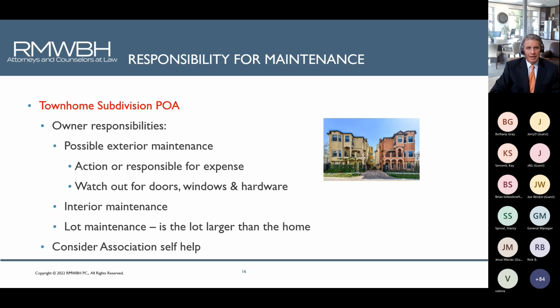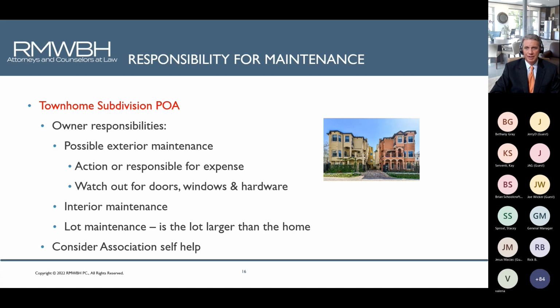On the townhome, again, a lot of times you're going to have some unique maintenance requirements for owners that you wouldn't necessarily see in a single family residence or condominium. Possible exterior maintenance. Watch out for doors, windows, and hardware. It's kind of a running joke that there are certain areas that we see all the time come up. And the uniformity is really important, right? Uniformity is really important when you're looking at condominiums and even townhomes. Oftentimes you'll see an owner who wants to put in their own hardware on the windows and doors, what have you.